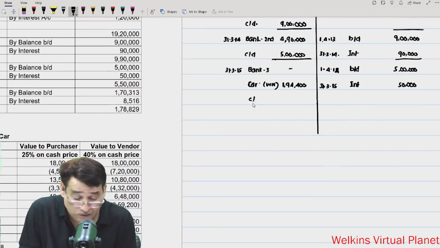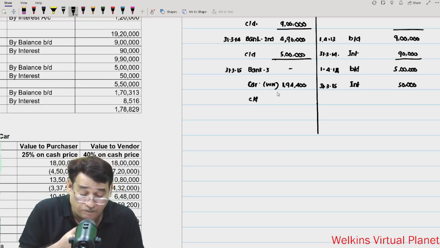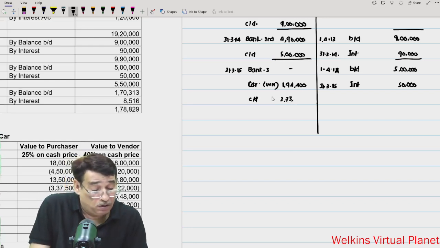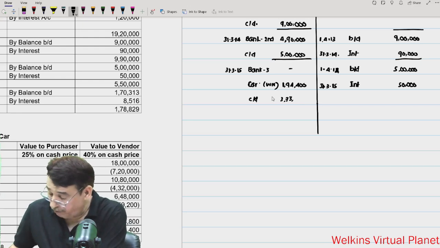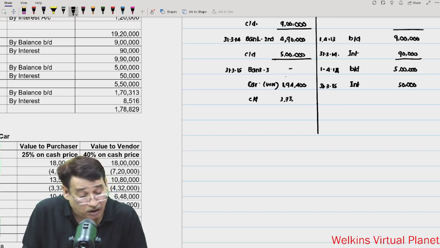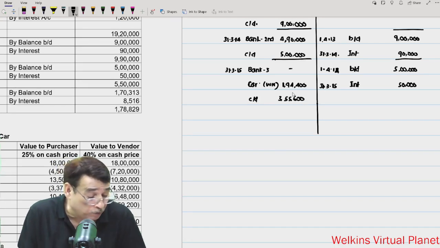Now, what is the balance amount? I will compute the balance amount. 5,50,000 minus 1,94,400 will give me 3,73,000. How much will it be equal to? It seems a calculator will be needed. 5,50,000. Interest in the first year was 50,000, and I will subtract 1,94,400. 3,55,600 it is. Now I have computed it with the help of the calculator.